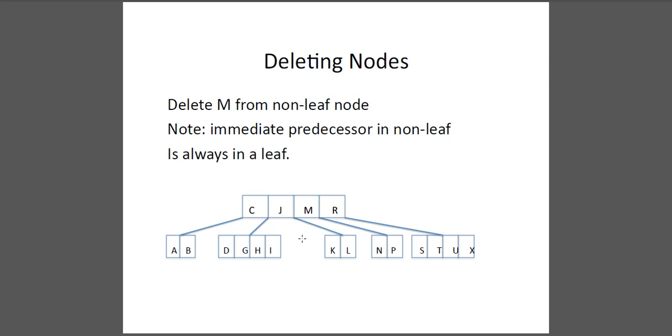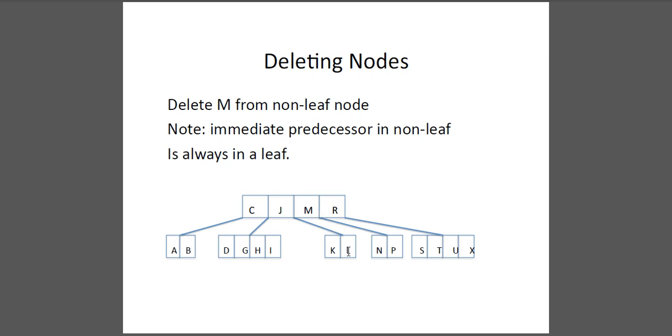Similarly, when you want to delete M from a non-leaf node, in the previous case we have deleted the value from the leaf node, but here you can delete the value from a non-leaf node also. So in that case, the immediate predecessor in a non-leaf is always in a leaf. So you can see the immediate predecessor of M is there in the leaf node.